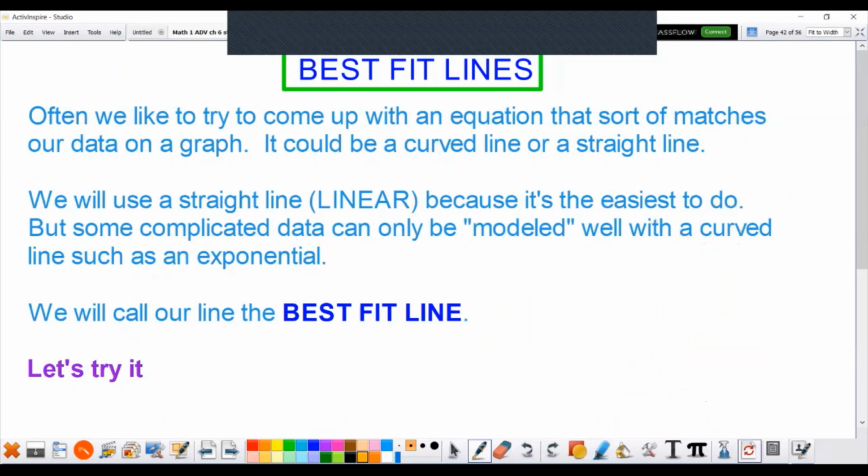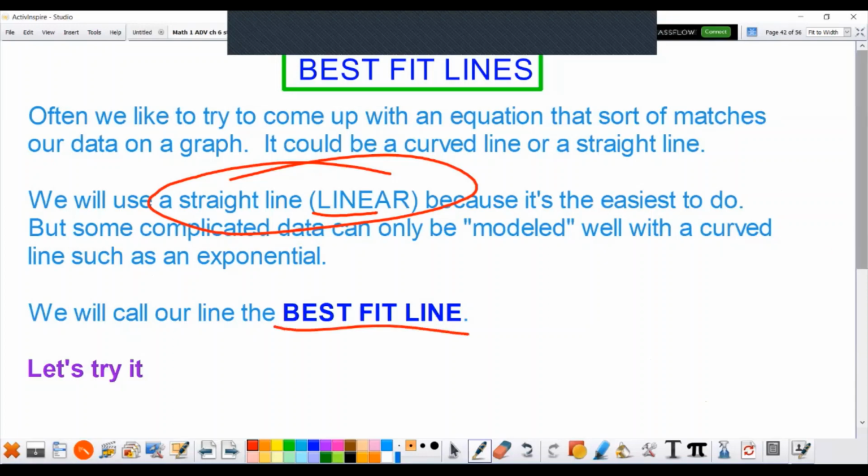But for our work, to keep it simple, and because it explains a lot of things, we are going to use a linear or straight line. Linear as in line, straight line. We're going to call it our best fit line. Let's try it.